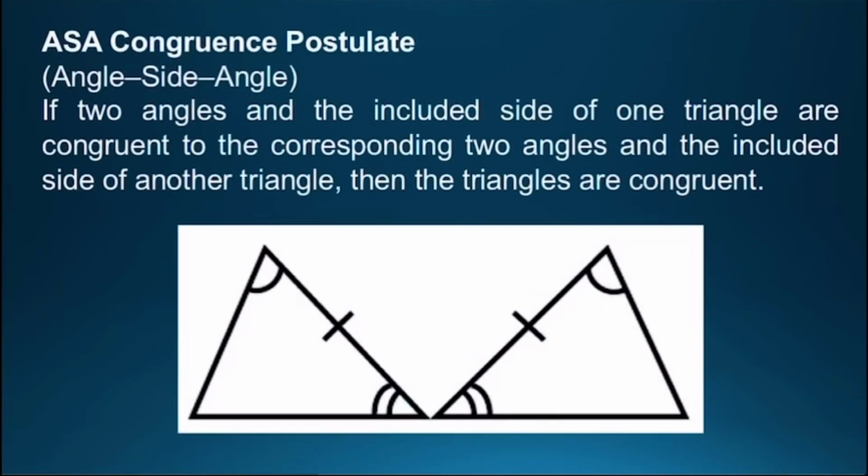For ASA congruence postulate or angle, side, and angle, if two angles and the included side of one triangle are congruent to the corresponding two angles and the included side of another triangle, then the triangles are congruent.